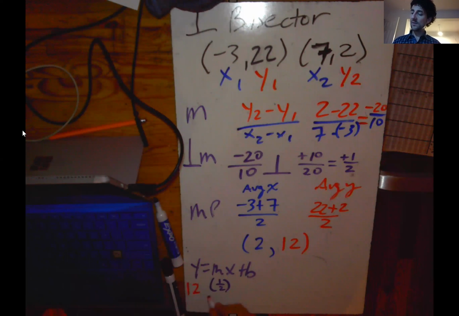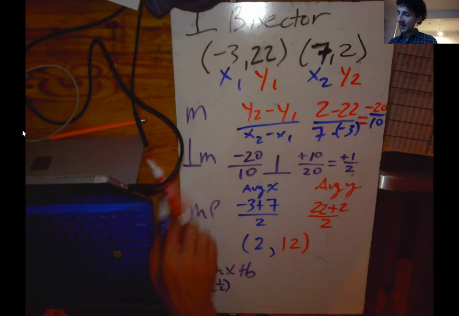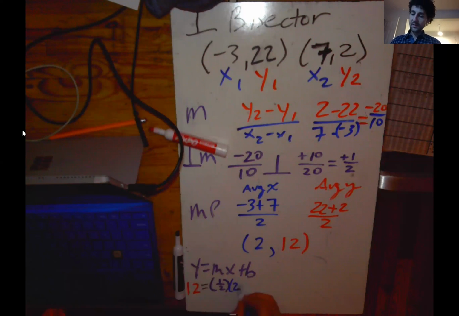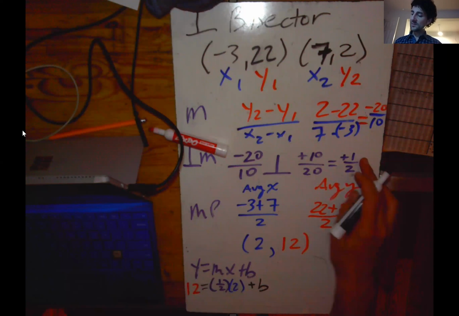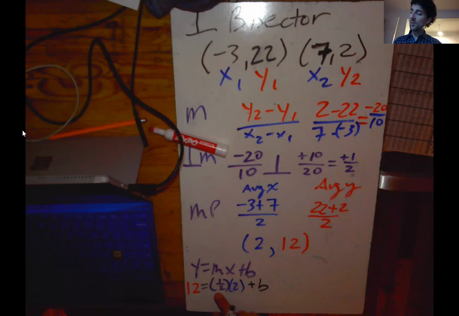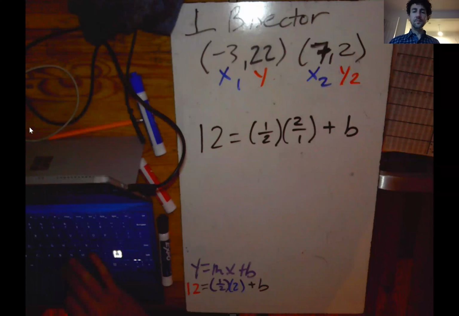So substitute 12 for my y value. Substitute 2 for my x value. And then let's solve to find b. Again, perpendicular slope, substitute for m, the x value of the midpoint, and the y value of the midpoint. I know that my final answer will have a slope of 1/2, and now I need to find the b value.